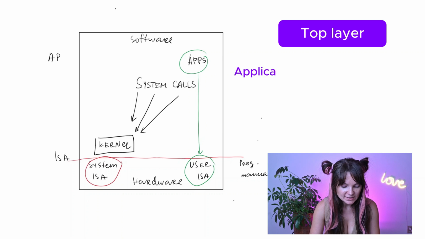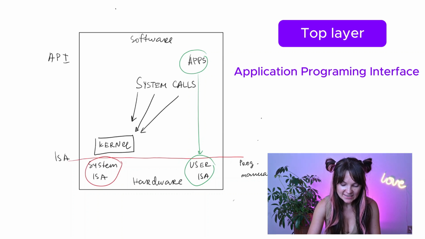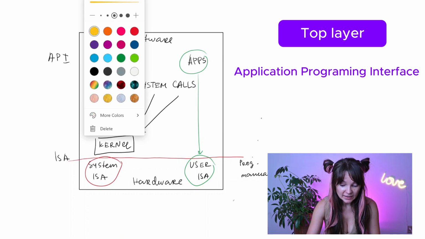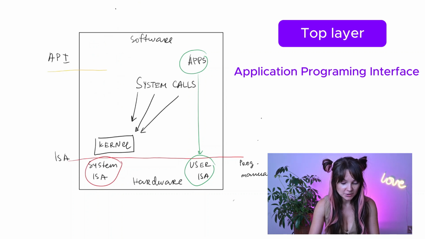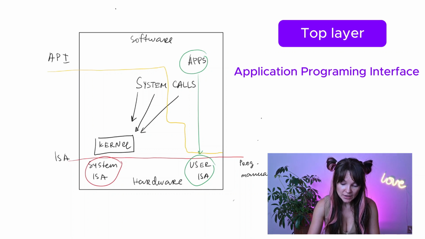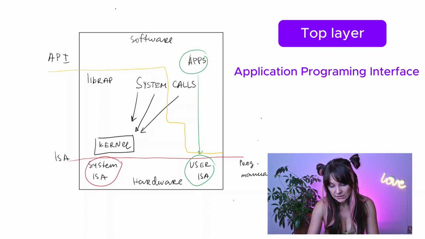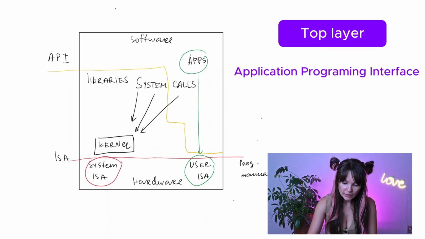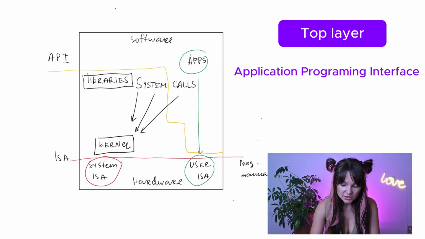Now, think of an API as a supercharged command center sitting on top of everything. APIs are like magic wands that simplify the complex tasks of talking to hardware through the ISA. APIs offer high-level commands neatly packed into libraries, making it very easy for developers. And it's also making software as portable as a pocket-sized computer.